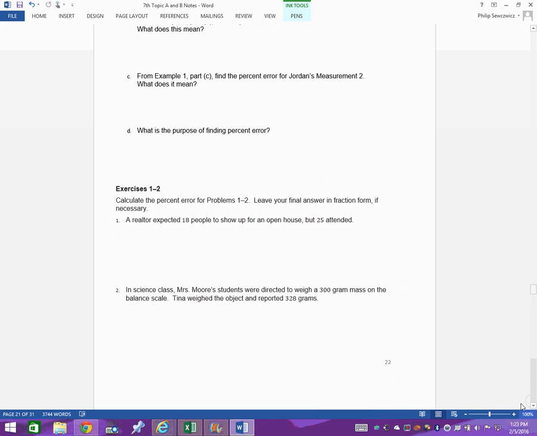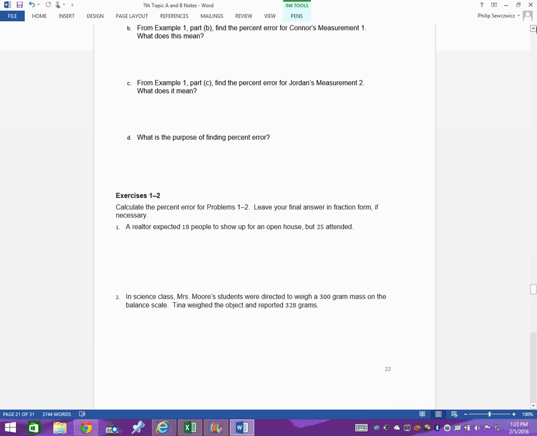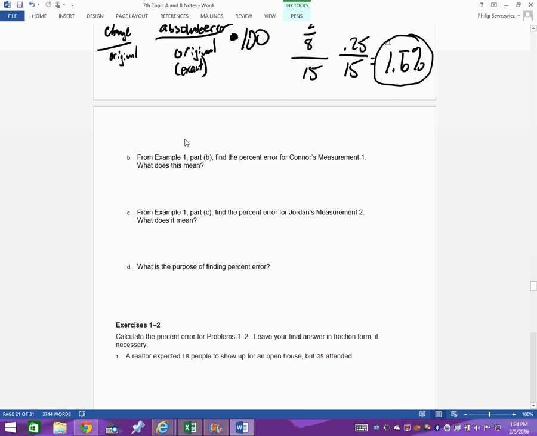All right, so a little problem there with it. Get back here. There we go. So that was the absolute error, or in other words, a change. It was off by 4/8. The original or the exact amount was the 15. So again, 4/8 is the same as a half, which is the same as 5/10.